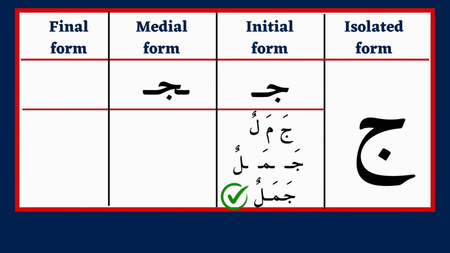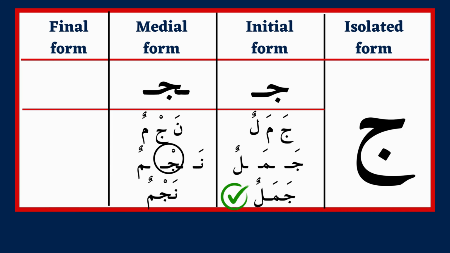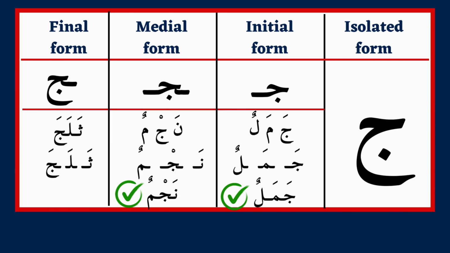In the middle of a word, Jim is written like this, leaving it open to accept another letter on both right and left. When Jim closes a word, it is written this way. This signifies the end of the word.